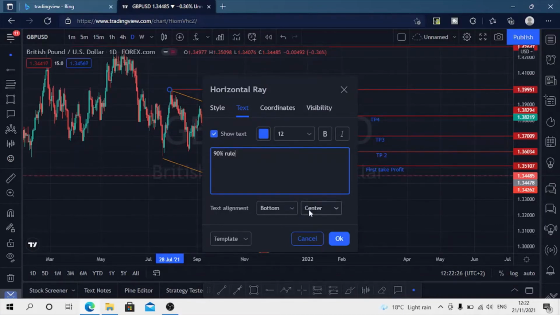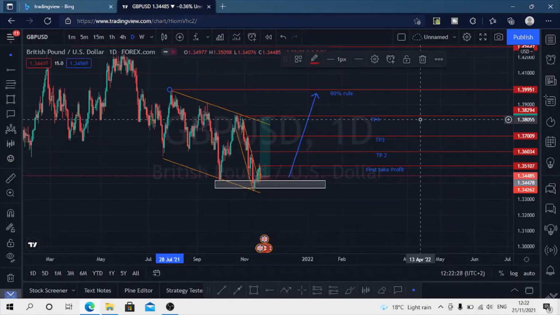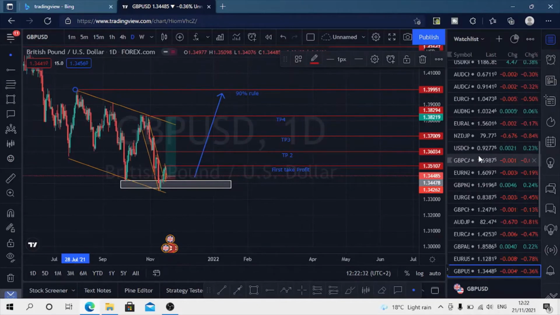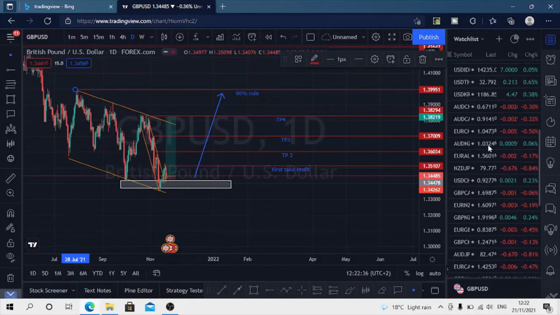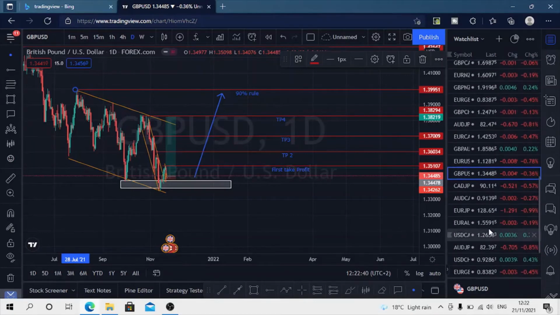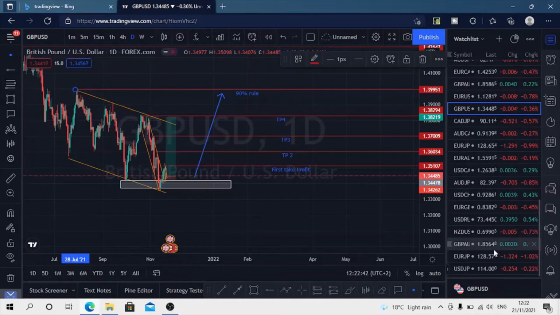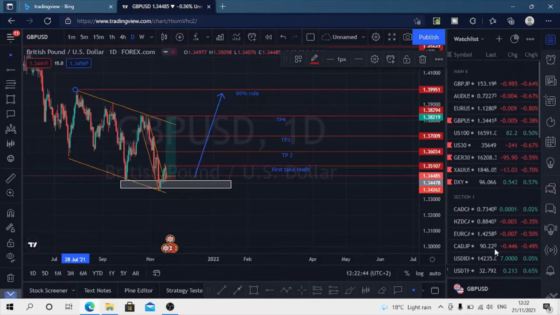This is going to be our 90% rule. Perfect, guys. We've got this jotted down. So that's what we're thinking of when we talk about GBP/USD as the week continues. Let's look for something else, something interesting.